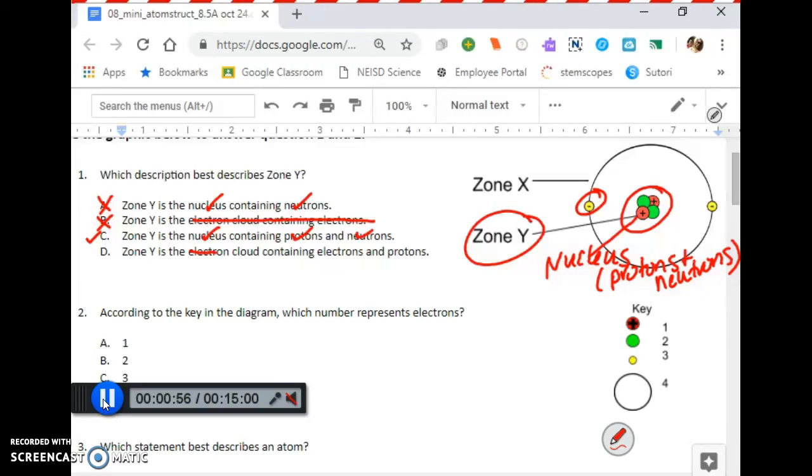D, zone Y is the electron cloud containing electrons. No, so our best answer is going to be C. Number 2, according to the key in the diagram, which number represents the electrons?